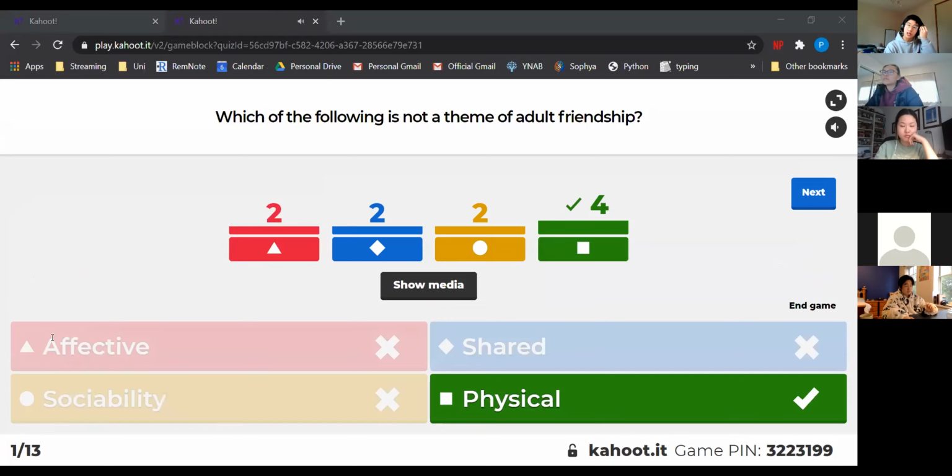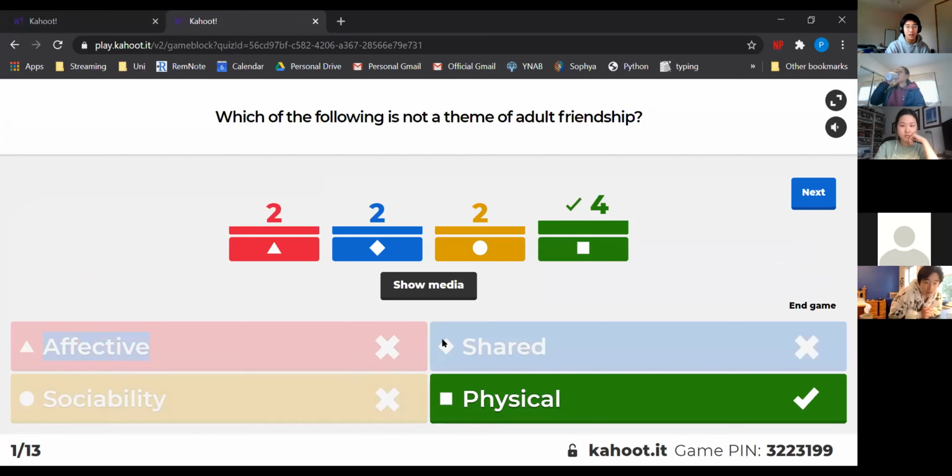Cool. So adult friendship doesn't necessarily have to be physical. Affective, just referring to emotions, social ability, and shared means it's a mutual friendship, so it's not just one-sided. Friendships don't have to have a physical aspect to them.